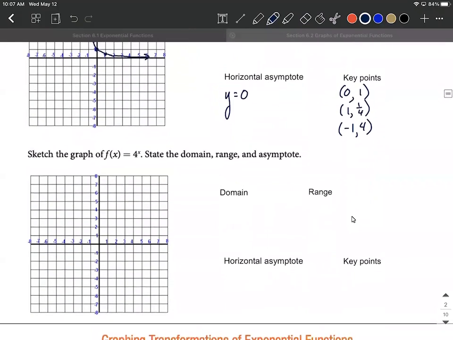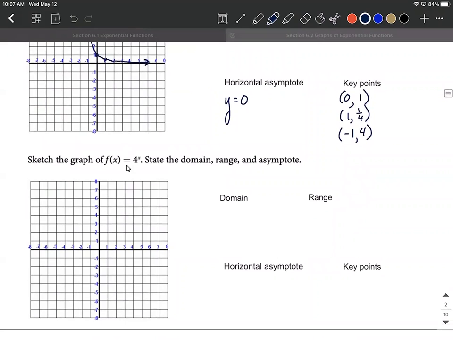All right, let's look at one more of these where we want to sketch 4 raised to the x power. Same information, looking for it. So our key points again: plug in a 0, you always get a 1 back. This time, because our base is not between 0 and 1, it's a nice integer already. If I plugged in a 1, we get 4 to the first power. So we get 4 as a second key point. All right, in plotting these, we have 0, 1, and then 1, 4.